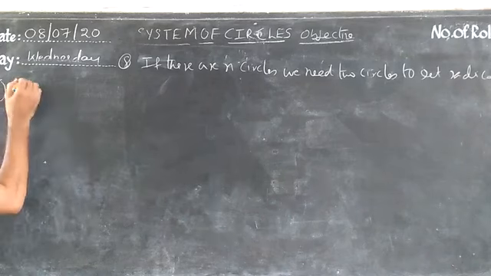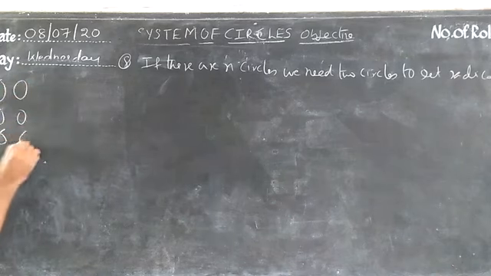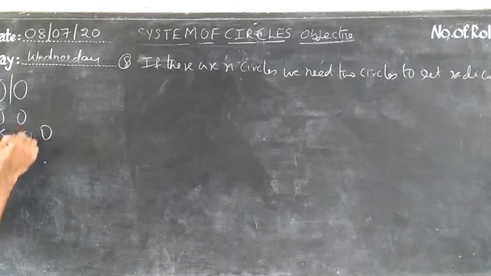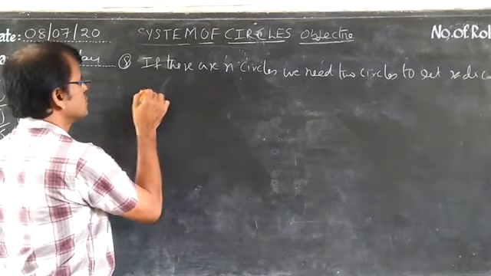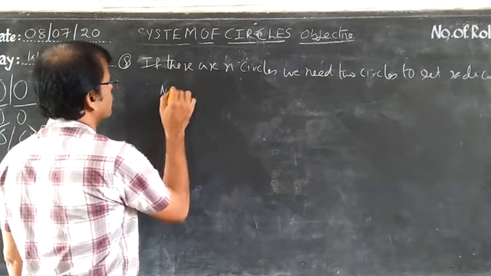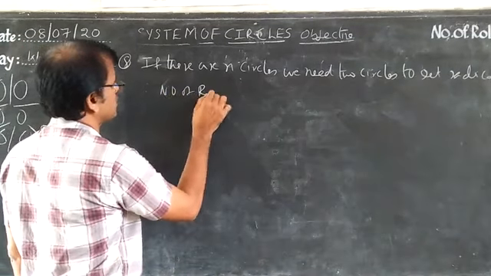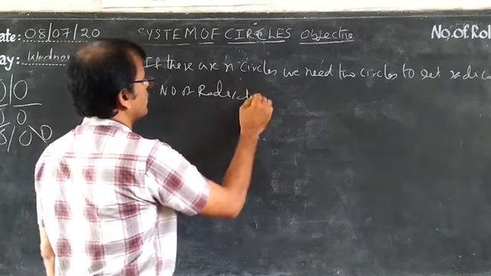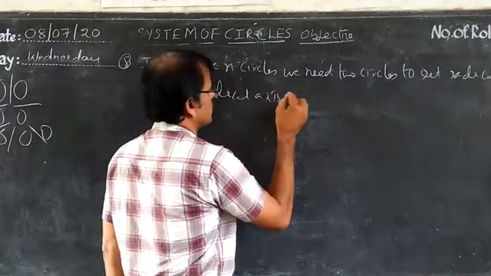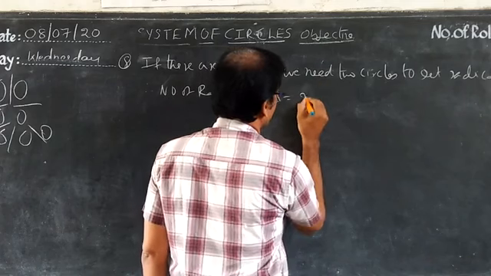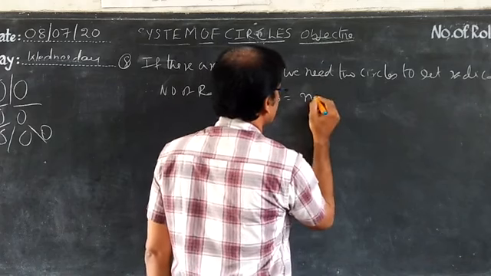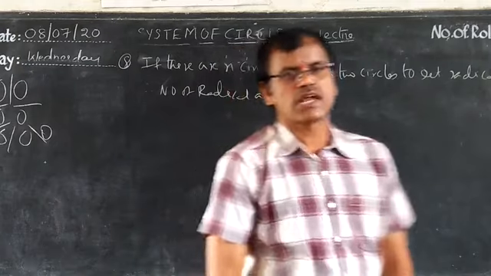So many circles may be like this, but here it is the radical axis, like this. For any two circles, a radical axis exists. So the number of radical axes is equal to nC2. This is the formula. C stands for combination or selection.